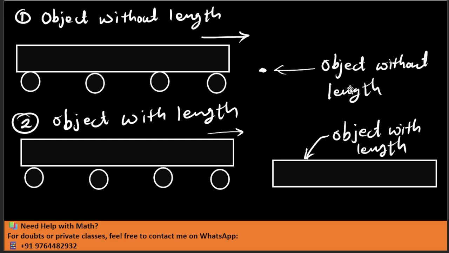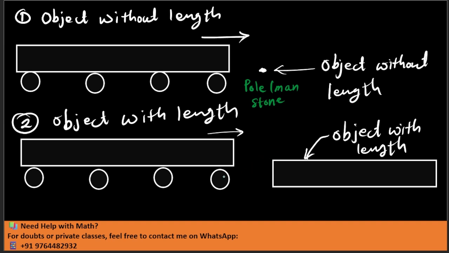Here, I have taken two types of object. One is a point and one is having length. A point object means the object that has negligible length. So here, I have taken a point object. The point object can be a pole, signal pole, or man, or stone, milestone, you can say. So the train is crossing this pole, man, or milestone. In those cases, we are going to take the object as a point, that means the object without length.